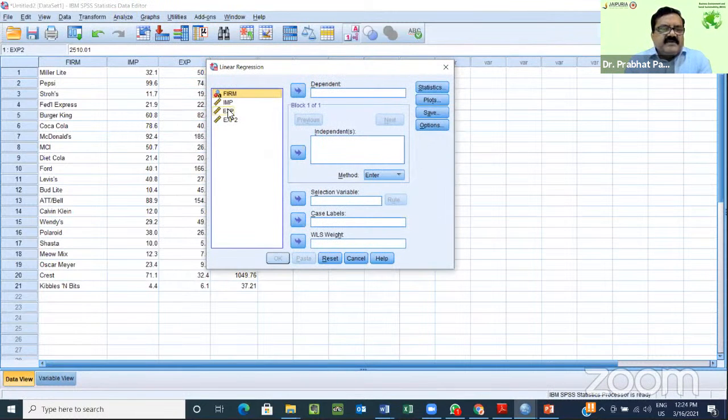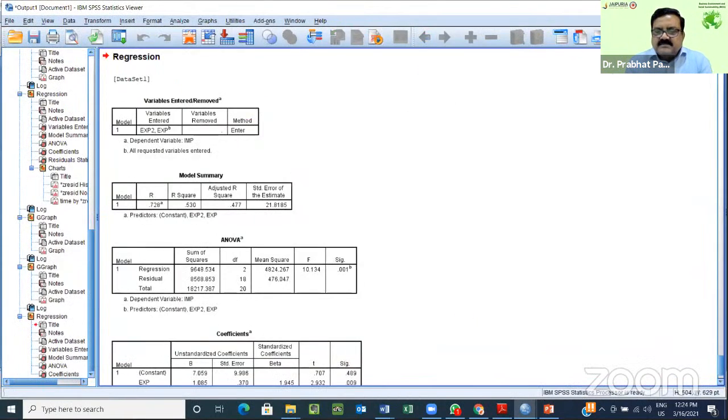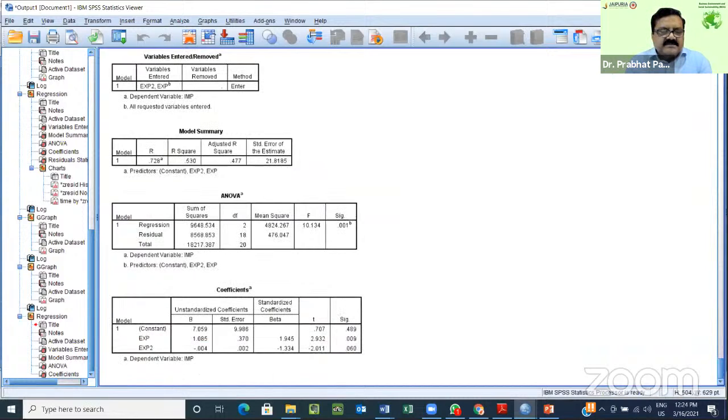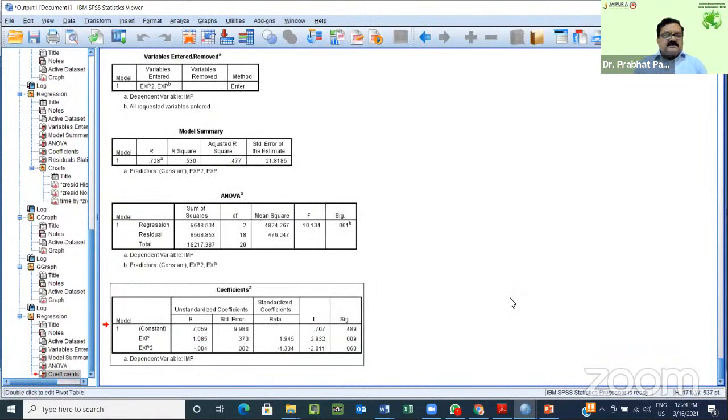So what is the dependent variable we are looking at? We are looking at IMP, and the independent variables, there are two. We are not interested in much, but we are just interested in looking at the result. So if you look at this result, we have the two coefficients now, unstandardized beta.